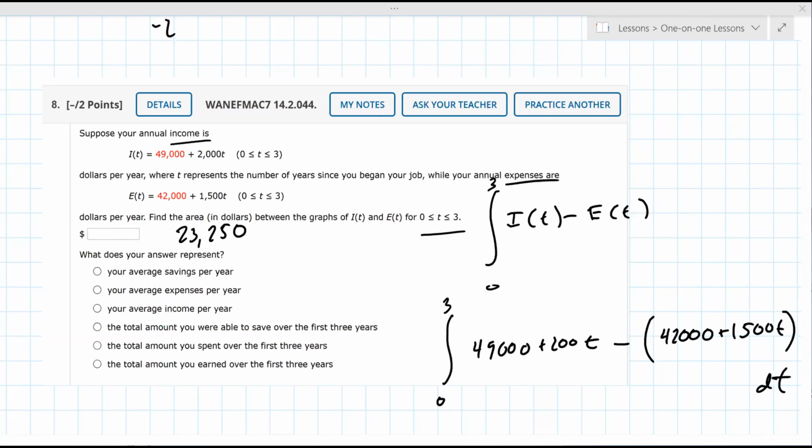Now the second one is this drop down here. If you were to do it from 0 to 1, that would be the amount you saved in year 1. 1 to 2 would be year 2, and 2 to 3 would be year 3. So it's the total amount you're able to save for the first 3 years. All right, we're through that, and full marks on that. So let's go to 14.3. Wonder what that'll be.